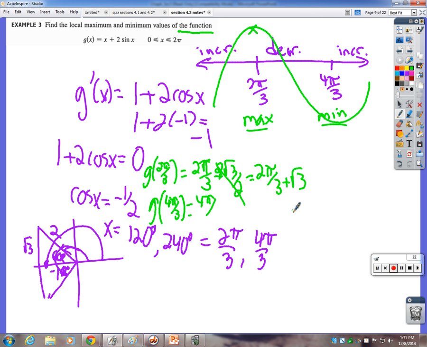So now 4 pi over 3, if I plug that in there, I get 4 pi over 3 plus, what is the sine of 4 pi over 3? Yeah, so this is going to be negative root 3, right? We're going down, so that would be negative root 3 over 2. And I have to multiply that times 2. So those will cancel, so my minimum is 4 pi over 3 minus root 3. Okay?